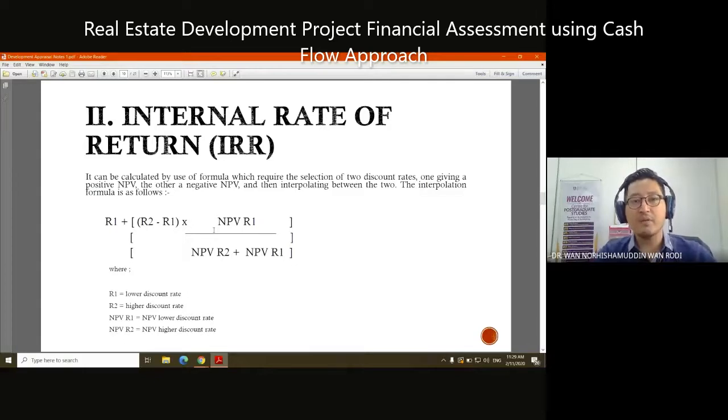So in this context, you have to develop two cash flows. One cash flow using R1 that can produce a positive NPV. The second one uses rate number 2, R2, that can produce a negative NPV, or NPV R2. And then you put all the amounts or calculations within this formula, and then you will get the IRR. Okay, it uses the interpolation formula.